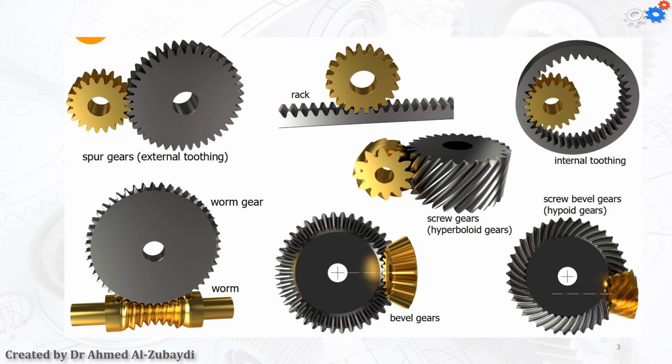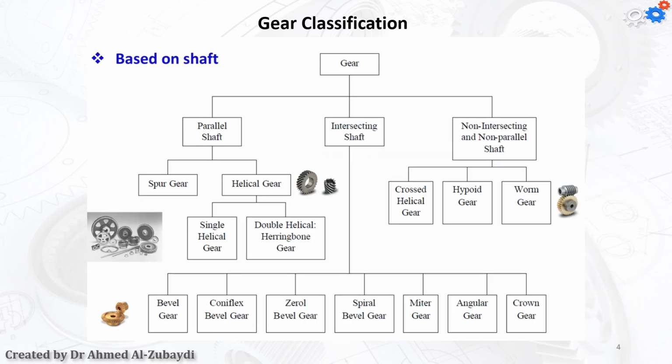Gears come in different types, and the most common types include spur gears, helical gears, bevel gears, worm gears, and planetary gears. Gears can be classified based on the shaft. For example, we can have parallel shafts, intersecting shafts, or non-intersecting and non-parallel shaft types. For parallel shafts, we can have spur gears, where the shafts are just parallel to each other from the name, and the same thing for helical gears.